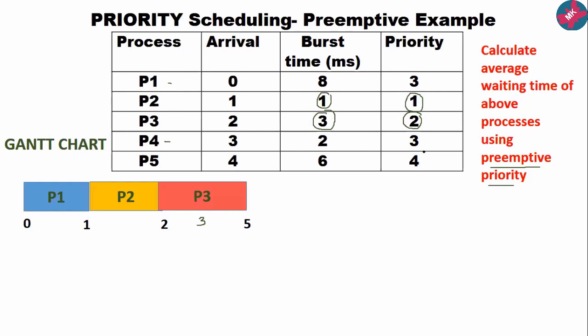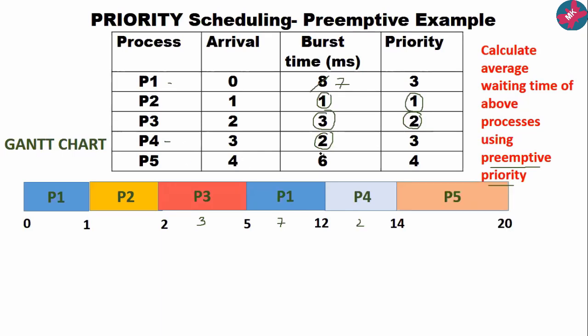Now after P3, we have two processes P1 and P4 whose priority is 3. And now this will be solved in first come first served manner. So first P1 will be executed. We have already executed it for 1 millisecond, so remaining is 7. So P1 will be executed after P3 for 7 milliseconds. And after that P4 will be executed, whose burst time is 2 milliseconds. And lastly P5 will be executed for 6 milliseconds.